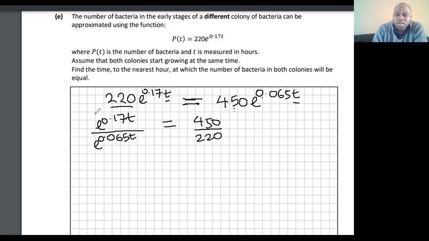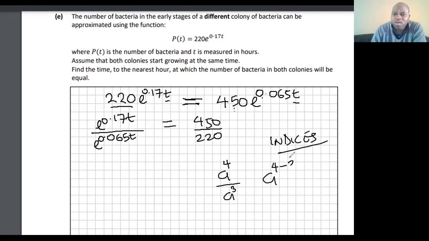Now, what do we do with it? This is the problem now. Your indices. This is indices. I'll give you an example. If you are dividing a raised to power 4 by a raised to power 3, a is common to them, so it will be a raised to power 4 minus 3 according to your indices. So which means exponential is common to them.